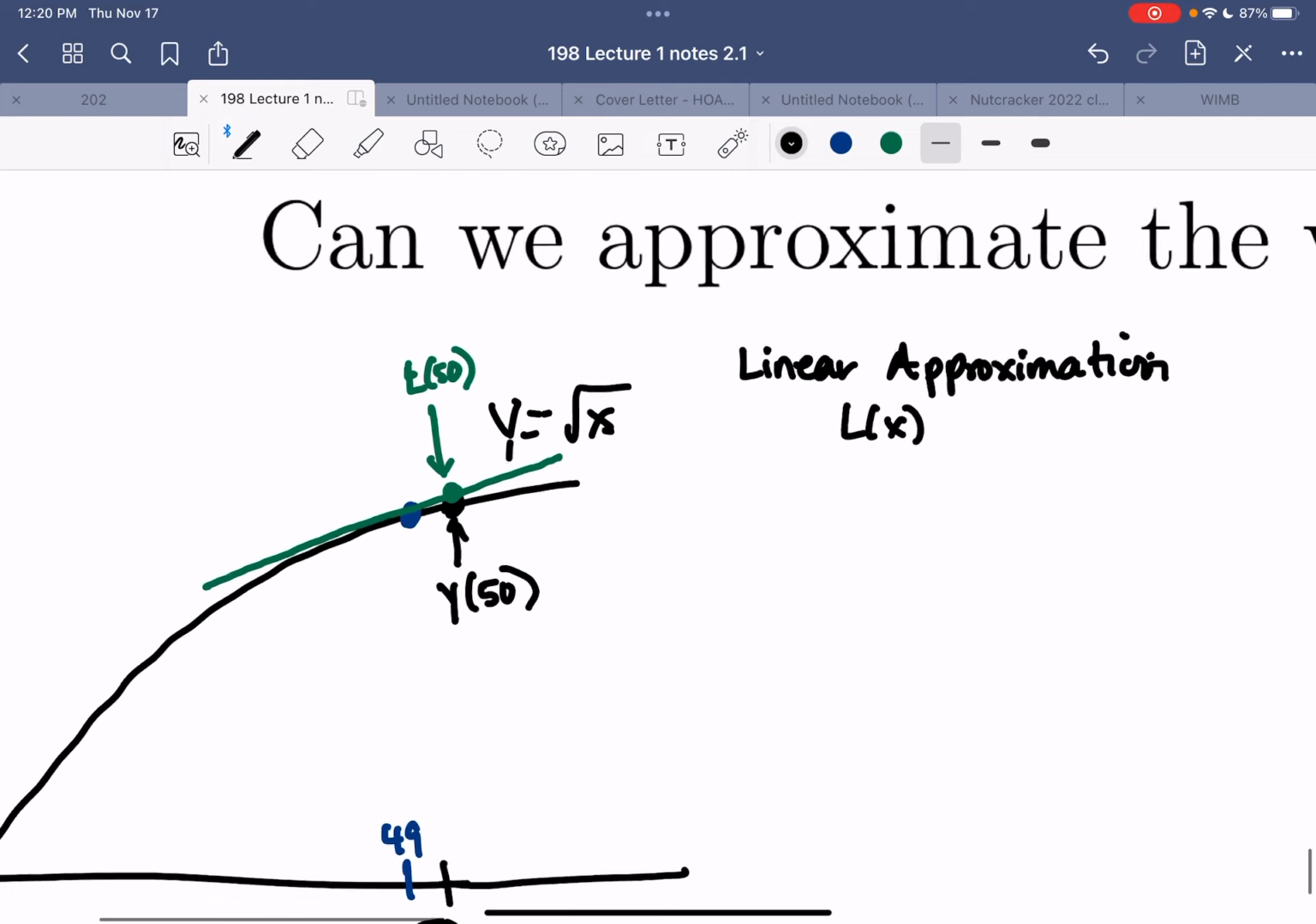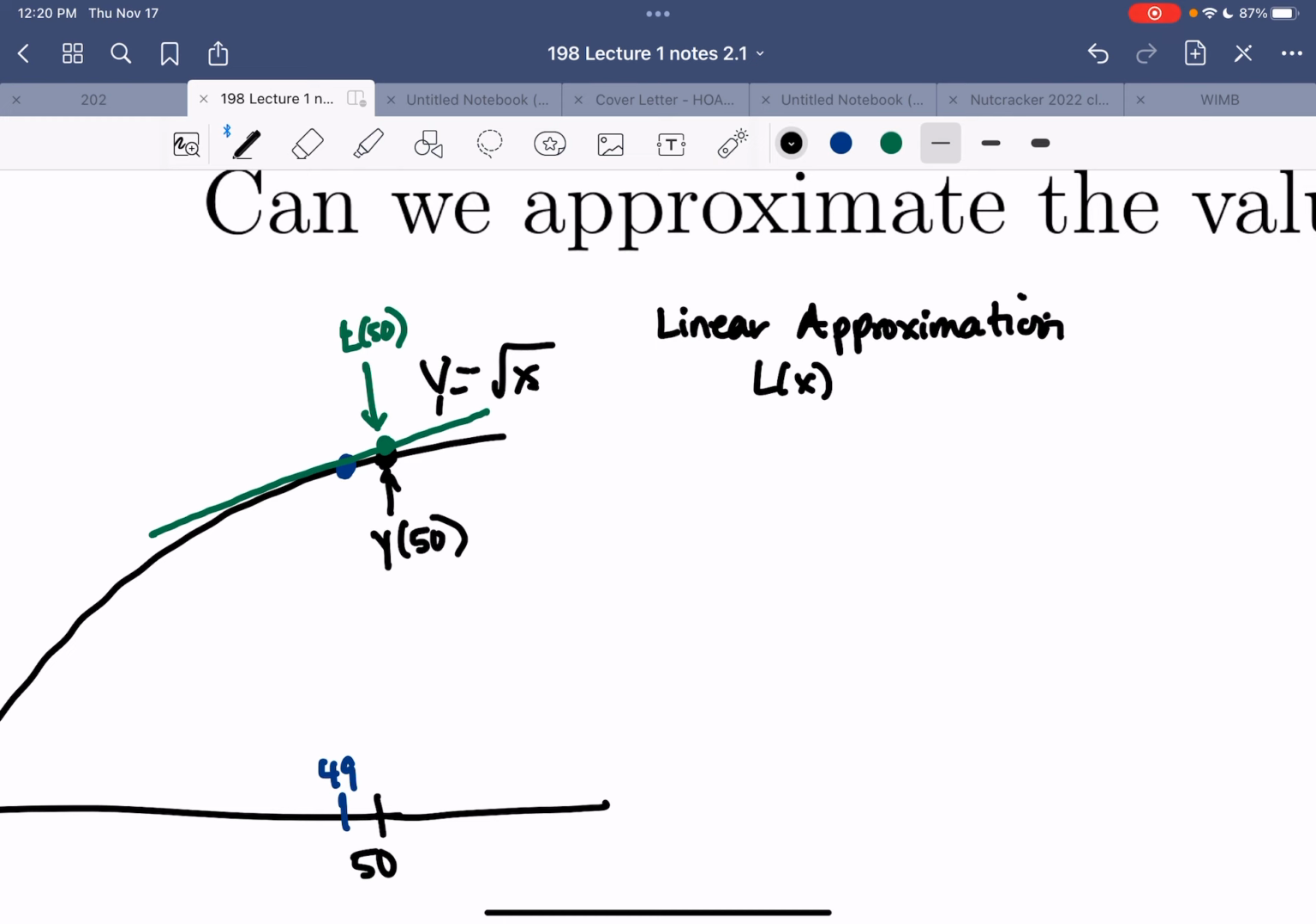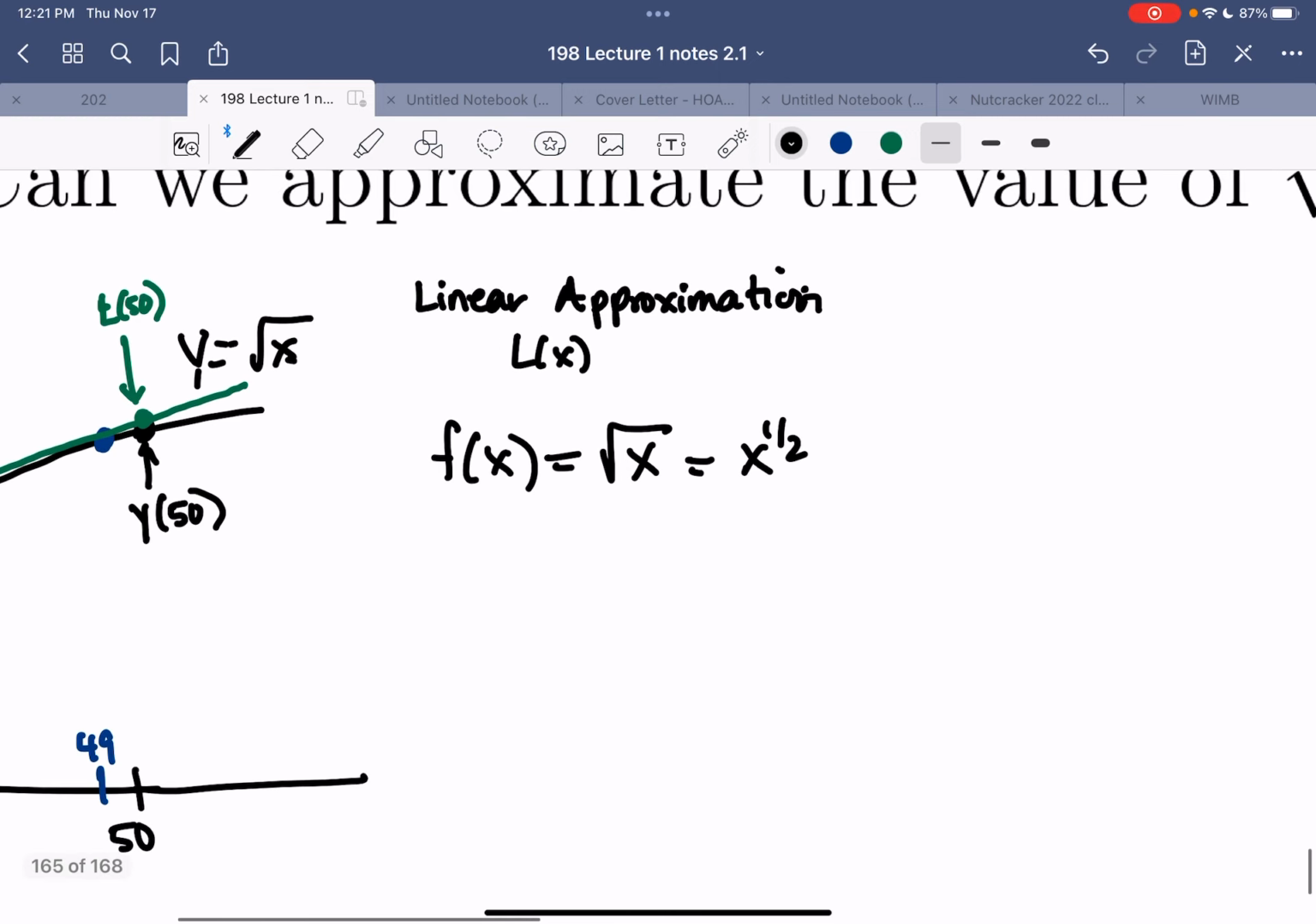So we have that the function f of x is the square root of x, which I'm going to write as x to the 1/2. And the point that we're working with is, now I don't know the value for 50, but I do know the point at 49. So 49, and when we plug in 49 to our function, we get 7. So the y value is 7. Okay, so I have a point and I have a function.